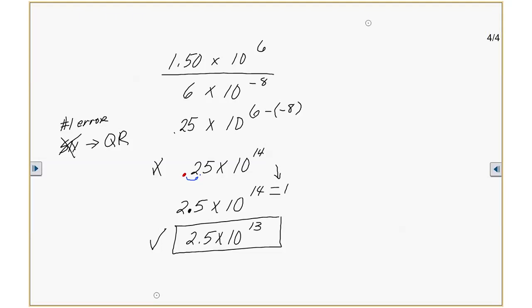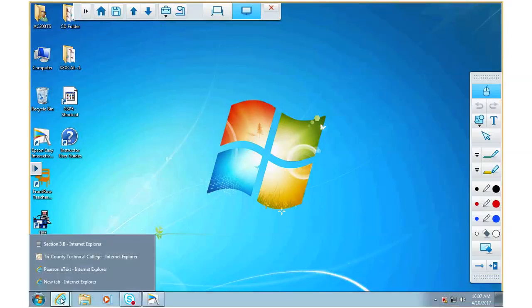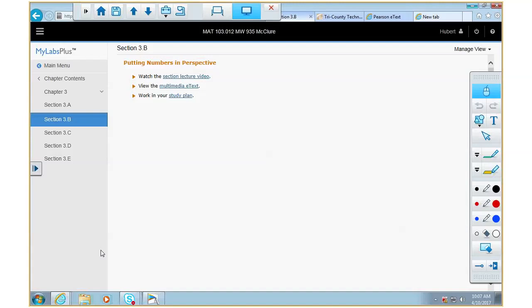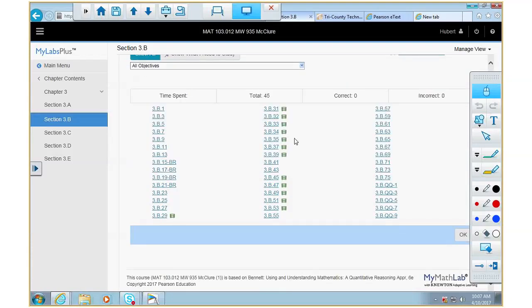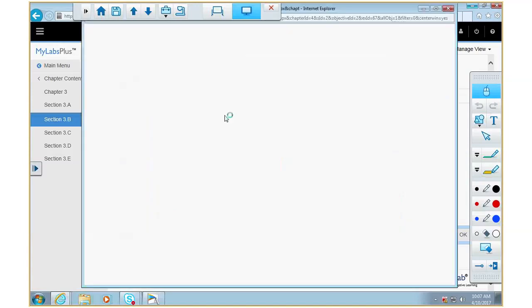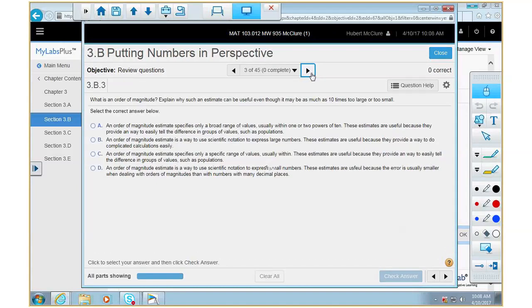How many of you have ever had trouble with scientific notation? Anybody? Well, hopefully that'll help you out. We'll do a couple more. I don't know what kind of homework problems they got, but we'll look at them. Let's see, what section is this? 3B. This is not the homework. This is the study plan. That's where the homework comes from. I'll pick out problems that I would give you on the test, as soon as we get to them.